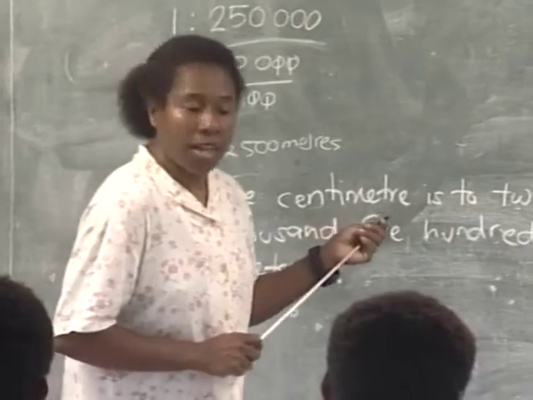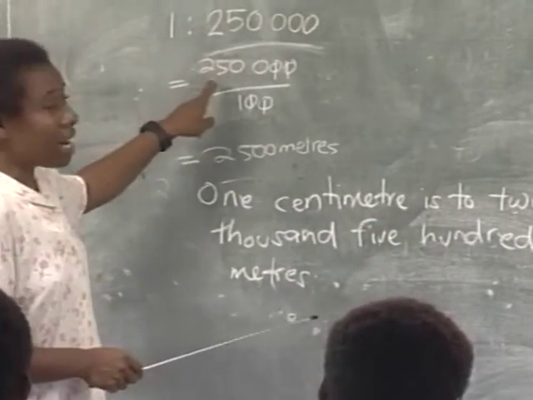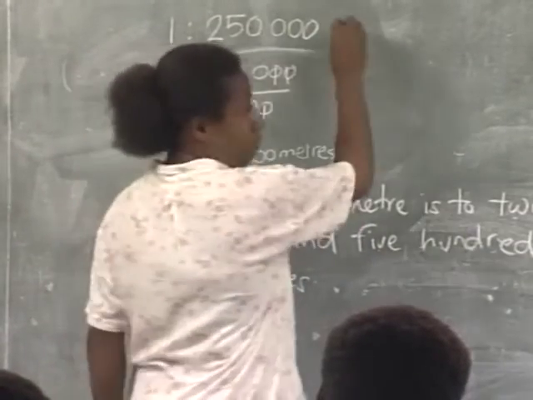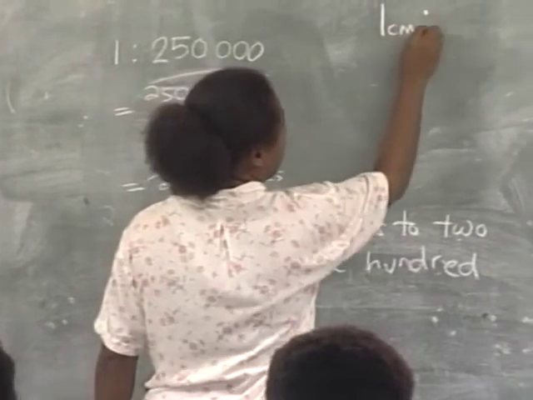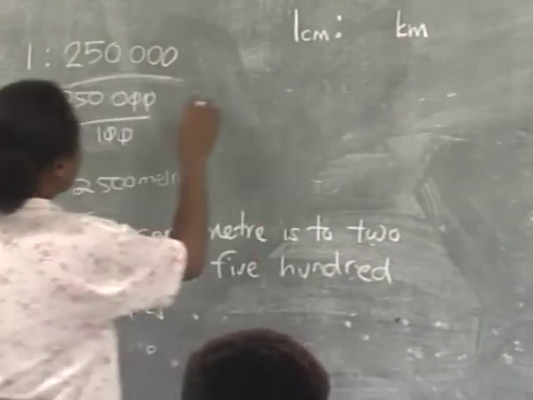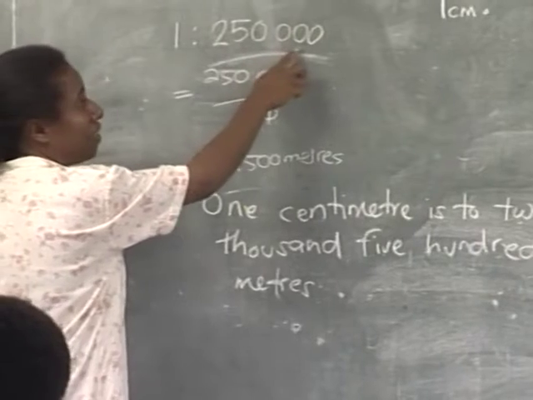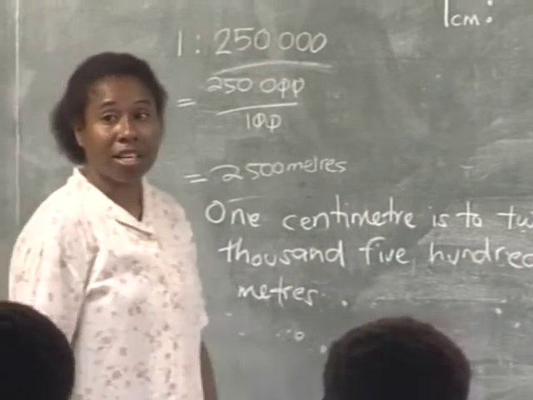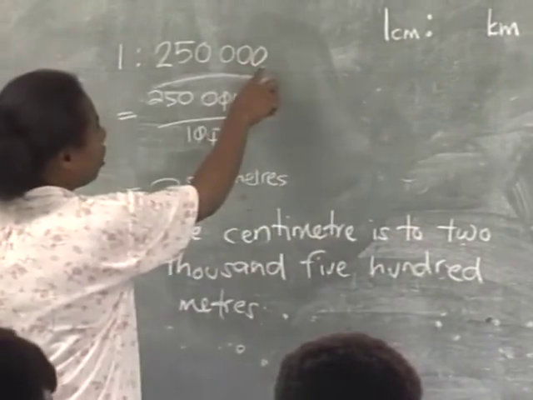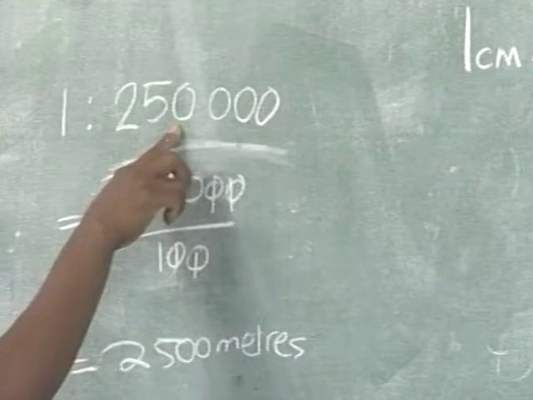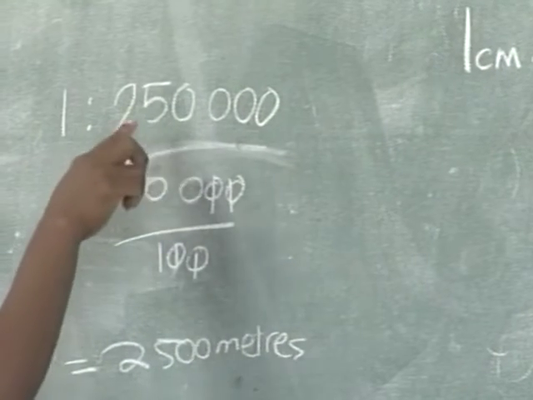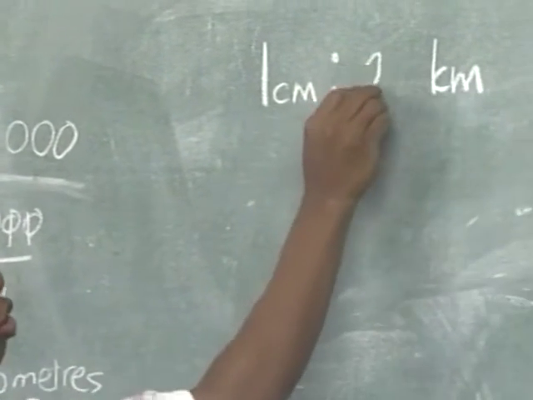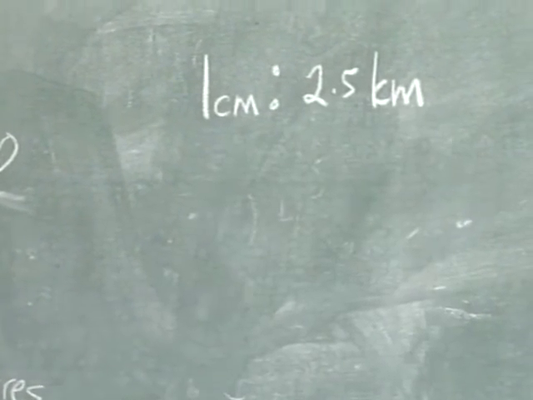Do we agree with him? Yes, definitely. Thank you. So here goes. For us to get this to change so that we have a written statement for the scale as 1 cm is equivalent to so many kilometers, we divide the 250,000 centimeters by 100,000 because there are 100,000 centimeters in 1 kilometer. And when we divide, you will note the zeros get cancelled out, and we have the decimal place put here, and we end up with 1 centimeter will be equivalent to 2.5 kilometers.